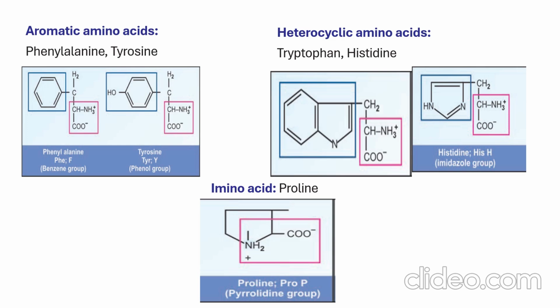Histidine contains an imidazole ring which includes nitrogen atoms. The imidazole group plays a significant role in enzyme active sites and helps in buffering, as it can gain or lose a proton depending on the pH.